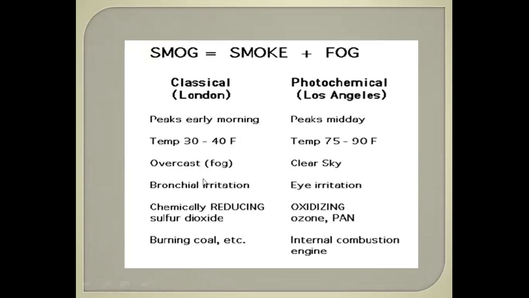In classical London smog, there is more bronchial irritation and respiratory tract manifestation in the patient, whereas in photochemical smog the main presentation is eye irritation, though bronchial irritation is present. In classical London smog, there is chemically reducing sulfur dioxide, whereas in photochemical smog, there is oxidizing ozone or PAN, which is peroxyacetyl nitrate. Classical smog comes from burning of coal, and photochemical smog comes from internal combustion engines of vehicles.